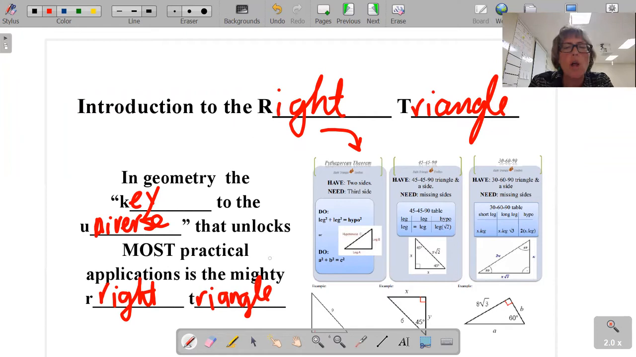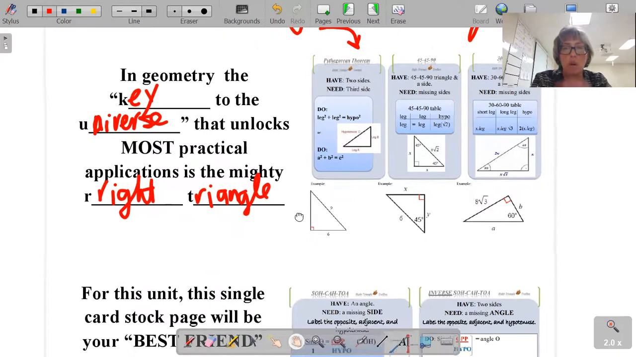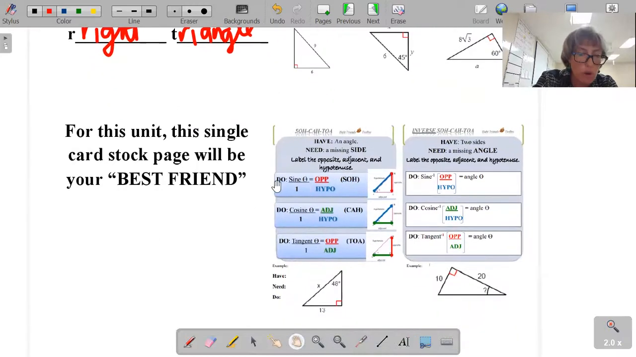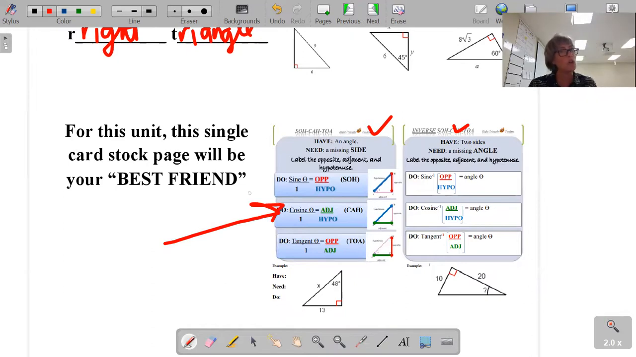So this cardstock is called the Right Triangle Toolbox, and there's eventually going to be a total of 5 right triangle tools. And they are Pythagorean theorem, 45, 45, 90, 30, 60, 90, something called SOHCAHTOA, and inverse SOHCAHTOA. This cardstock in your reference booklet, I'm also going to not only call it the key to the universe, I'll call it your best friend, because learning how to navigate this cardstock will literally be like your best friend for this unit.